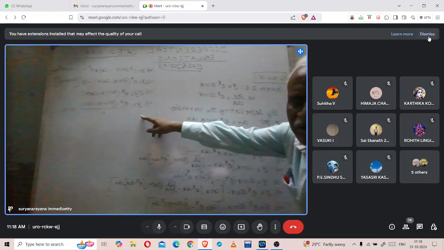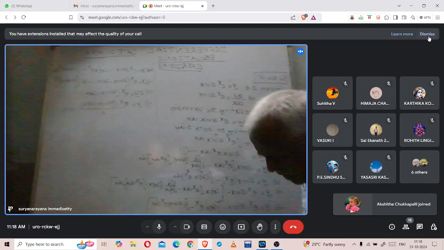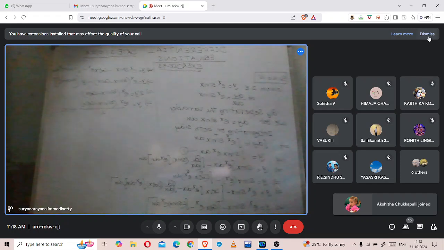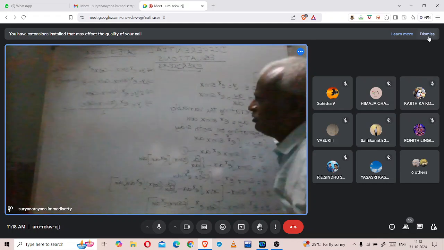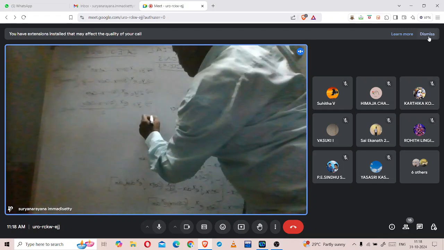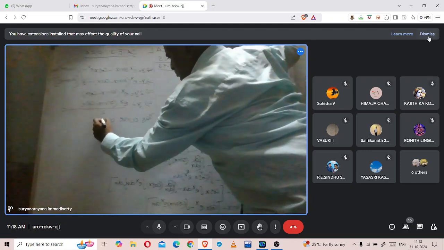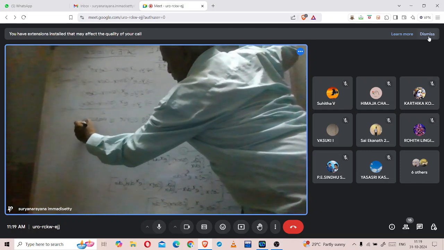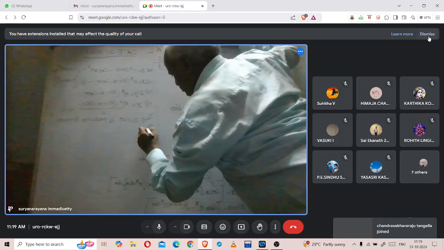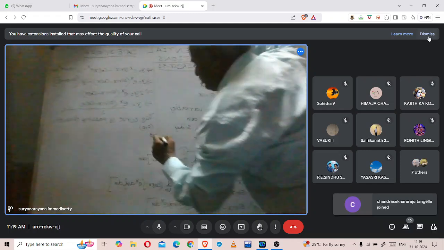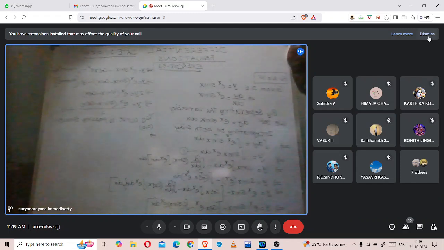But this is not the required curve. Here an ordered pair is given. What is the ordered pair? 0, 0. This curve is passing through 0, 0. Then what will you do?